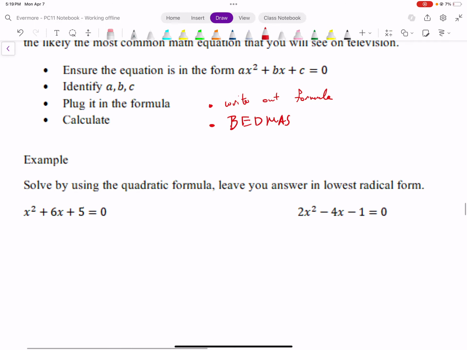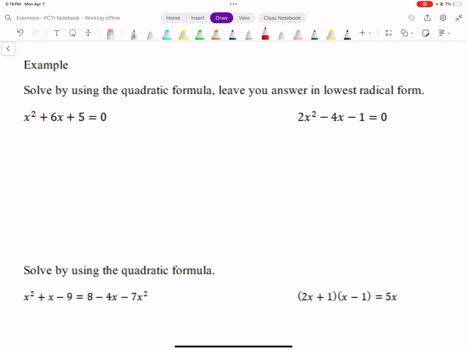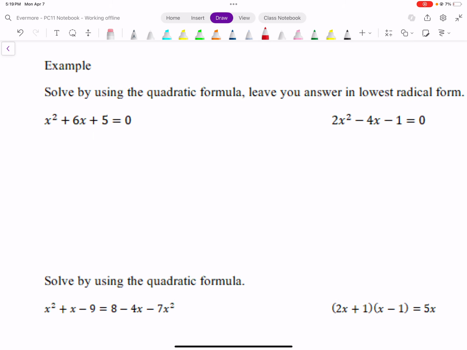So we're going to solve using the quadratic formula, and we're going to leave our answer in lowest radical form. So here is my equation: x squared plus 6x plus 5 is equal to 0. First thing I would like us to do is simply write out the formula. This way I'm communicating to you what I'm going to use. Secondly, I want to identify our coefficients a, b, and c.